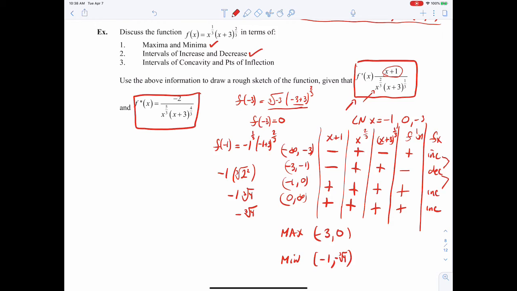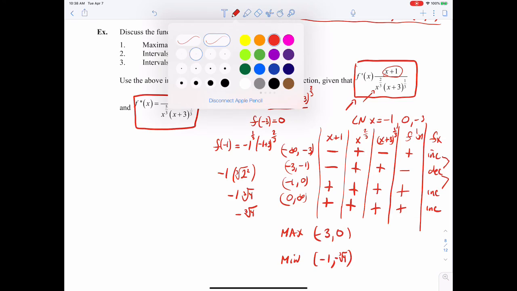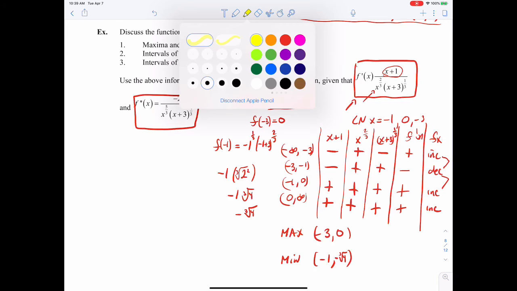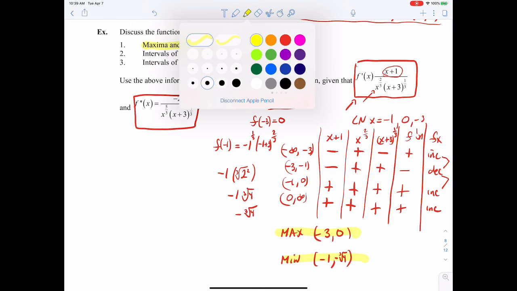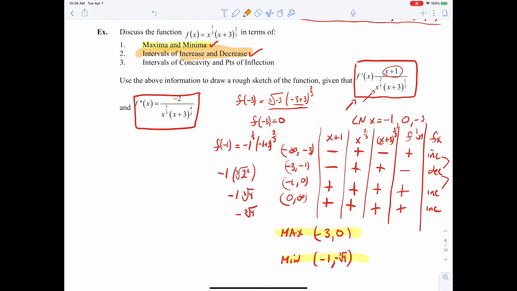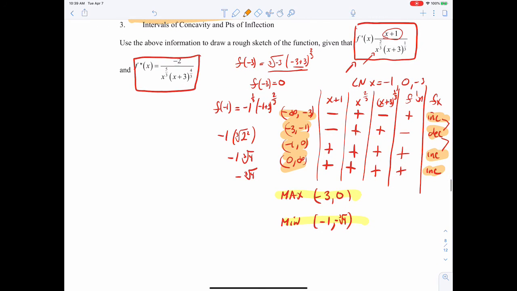Okay, so we have increase and decrease. If we mark these off, my max and min we have here. We have my intervals of increase and decrease, which line up with these. And now we have to worry about the intervals of concavity and points of inflection. So now I have to start all this work over with my second derivative. Okay? So now there's no critical number from the top.